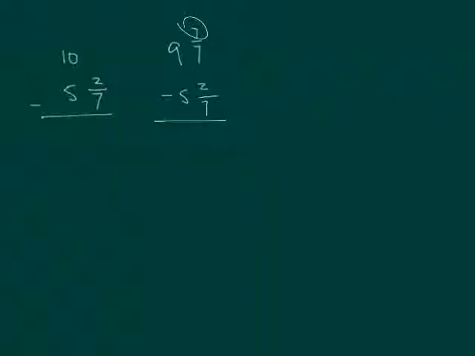So 7 minus 2 is 5 over 7. 9 minus 5 is 4, and you're done.